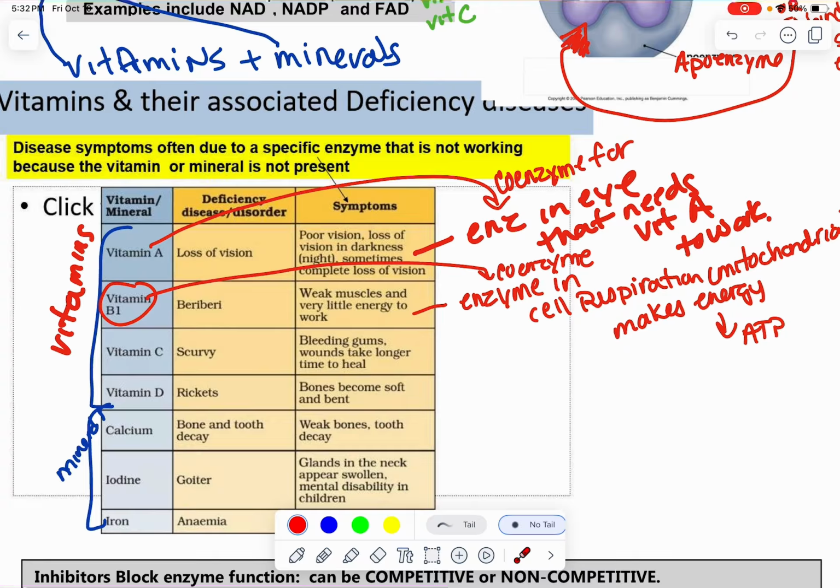I do not want you to memorize that. I'm not going to ask you on a test to memorize which vitamin causes which deficiency or which symptoms. This is not something I want you to memorize. I'm just showing you examples in your real life of why we need vitamins and minerals. They make certain enzymes in our body work. And if that enzyme is deficient, you have symptoms that relate to that enzyme. Okay, that's all I want you to know about that. Don't memorize any of that.